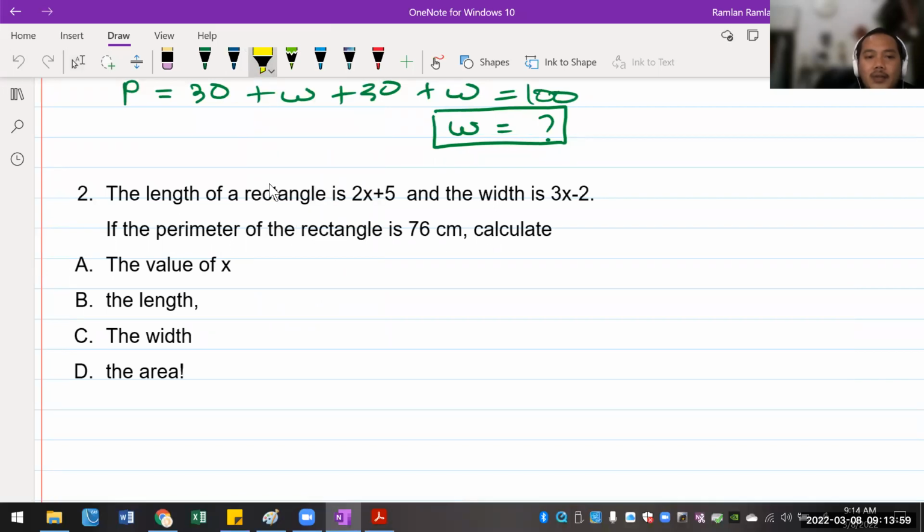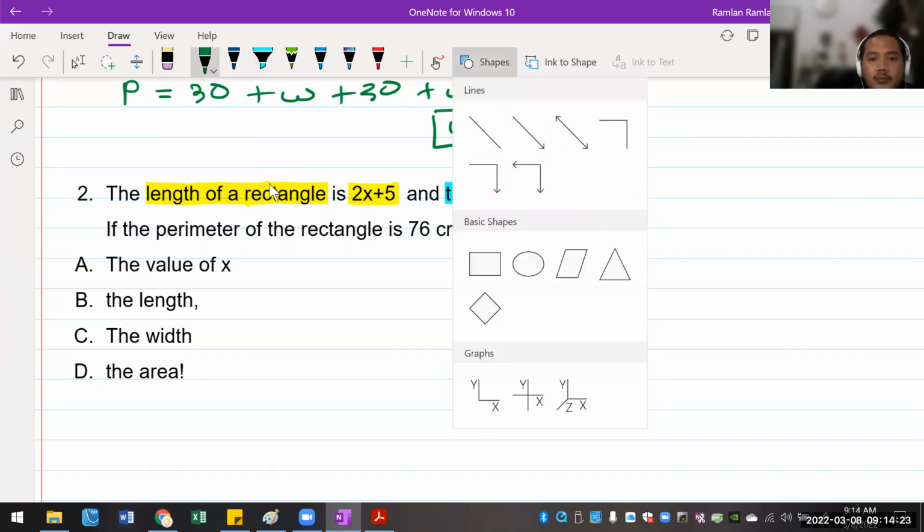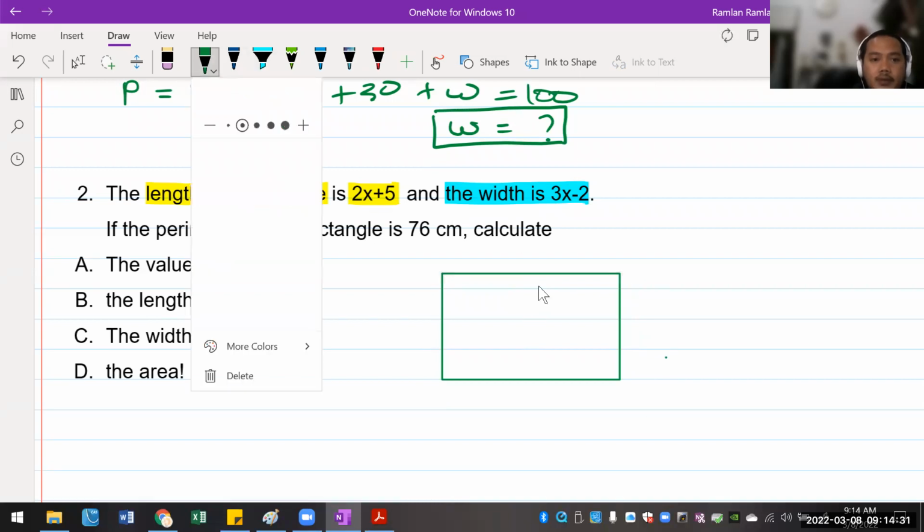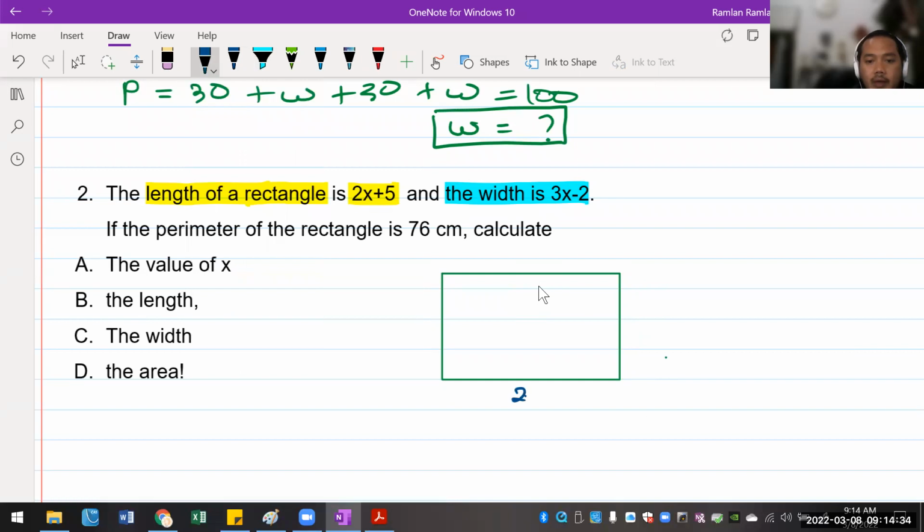We have the length of a rectangle. It is a rectangle, right? The length of the rectangle is 2x plus 5, and then the width is 3x minus 2. So it is a rectangle, and we have length and width, but not in a whole number, but in an algebraic expression. Okay, so I'm gonna draw that. Like this. Okay, so this is a rectangle. We know that the length is 2x plus 5, so this is going to be 2x plus 5. And the width is 3x minus 2, so this is going to be 3x minus 2.